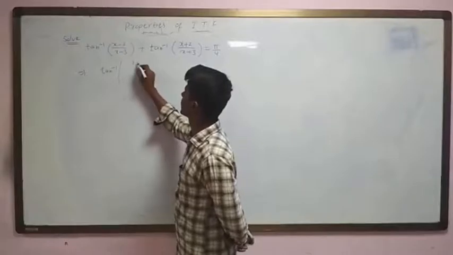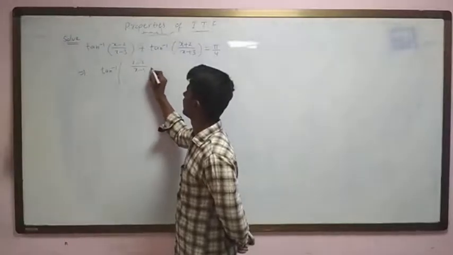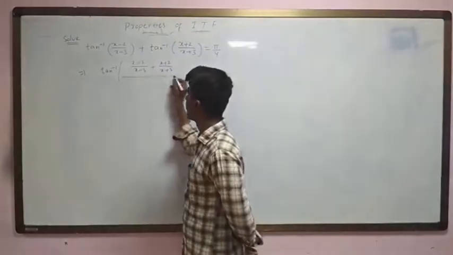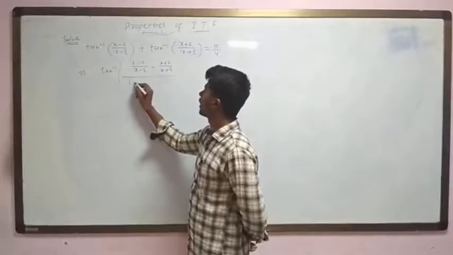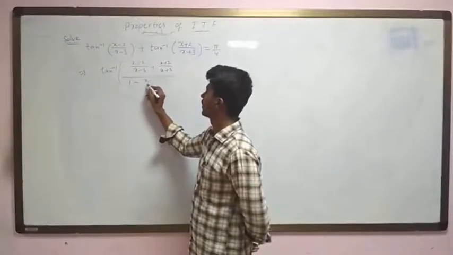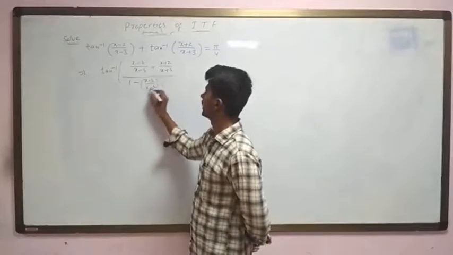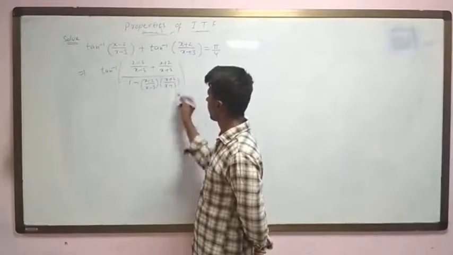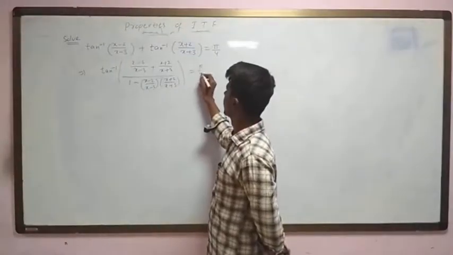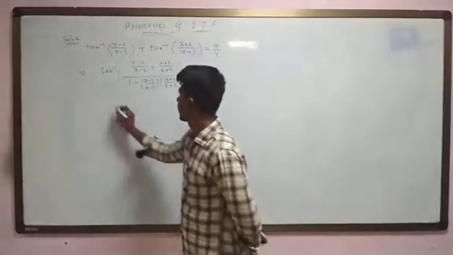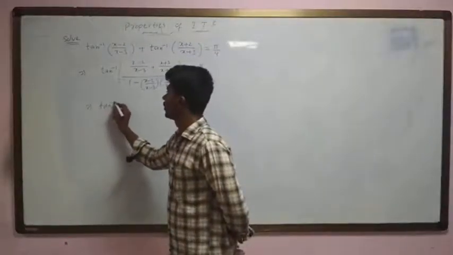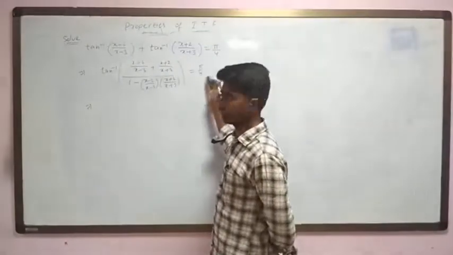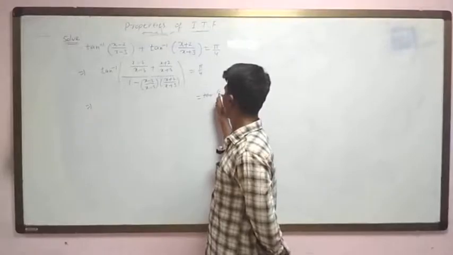So we write it as (x minus 2)/(x minus 3) plus (x plus 2)/(x plus 3), divided by 1 minus xy, that is (x minus 2)/(x minus 3) into (x plus 2)/(x plus 3), which is equal to pi by 4. Next, tan inverse can be written as tan pi by 4, transferred to the right side.